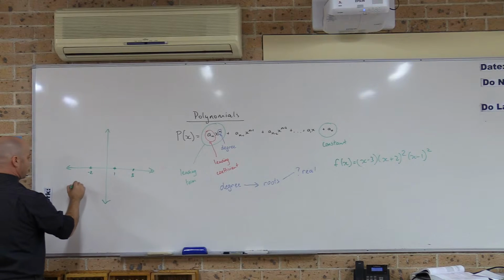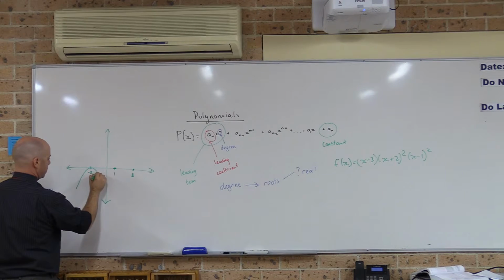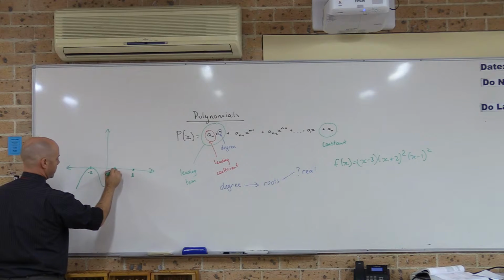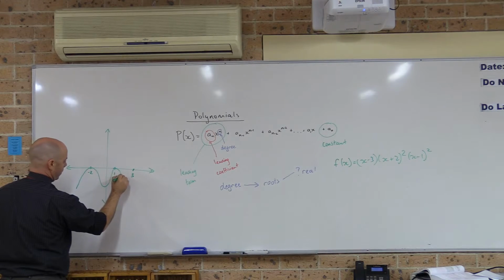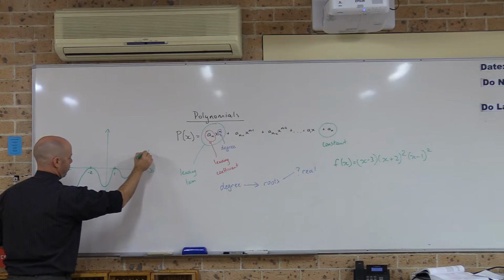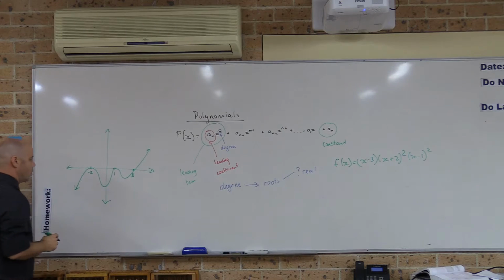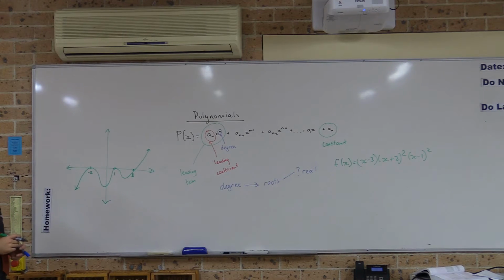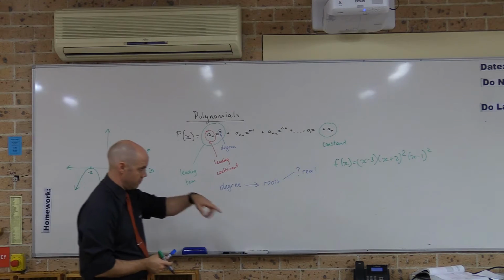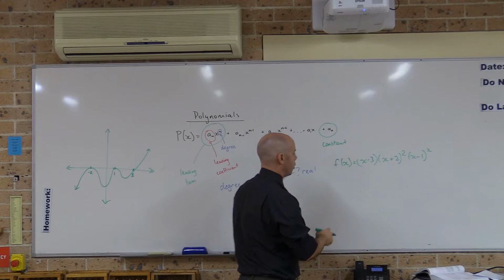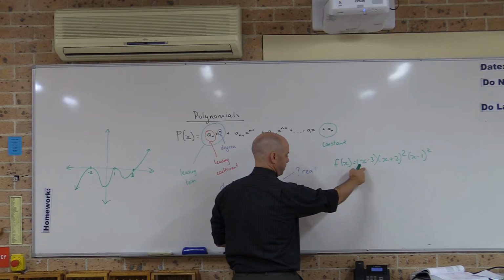Okay, and so it's going to come down here, it's going to touch there, it's going to go back up and touch there, and go back down and go up and cross there. Okay? There's a piece of information missing. What is it? The y-intercept. How do we figure that out? We're just going to put a 0 into here.